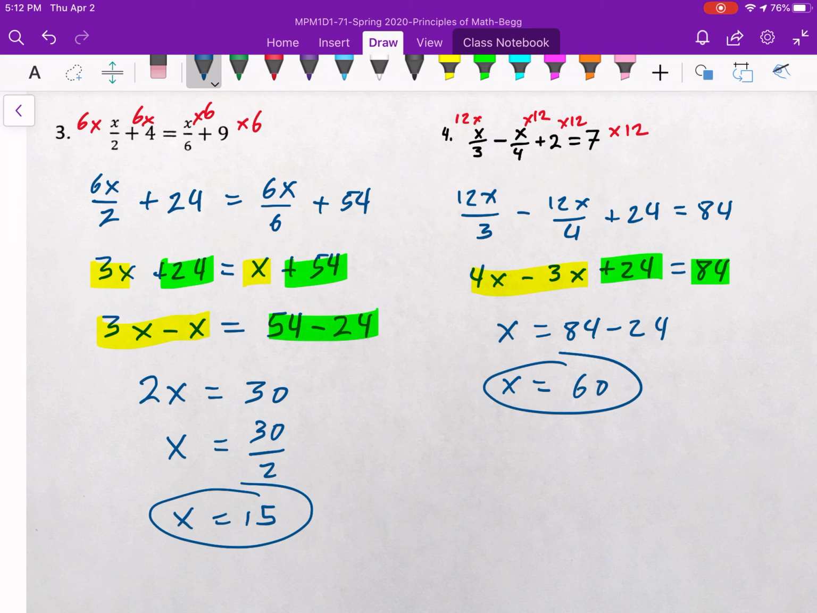And again, you can check that by plugging it back in. I won't do that right now, but if I got the same thing on both sides of the equation, 7 in this case, I guess, that would prove that 60 is my correct answer.